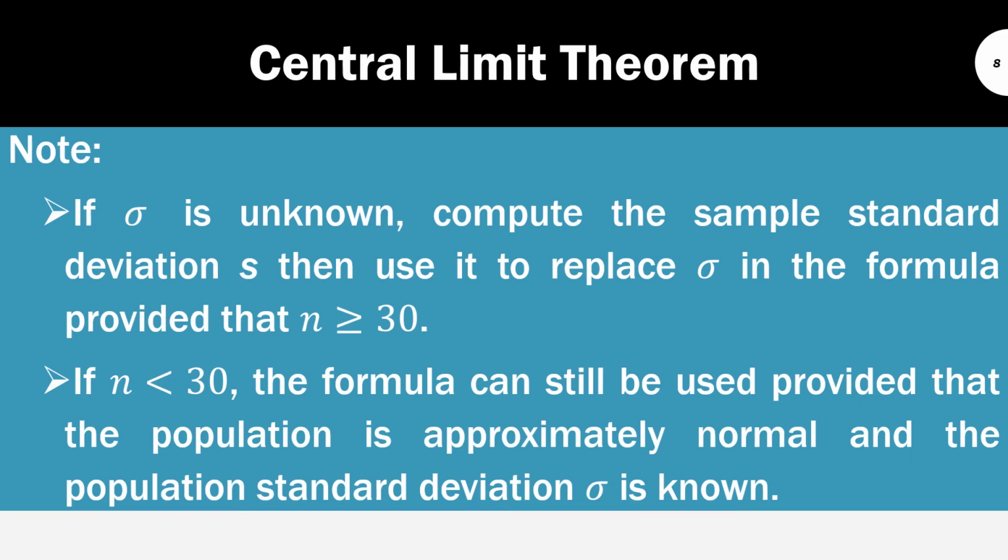In using the central limit theorem, we also have to take note that if the population standard deviation is unknown, we have to compute the sample standard deviation S. Then we can replace the population standard deviation by the sample standard deviation in the formula, provided that the condition here is that n, or the sample size, should be greater than or equal to 30. In the case that the sample size is less than 30, the formula can still be used, provided that the population is approximately normal and the population standard deviation is unknown.